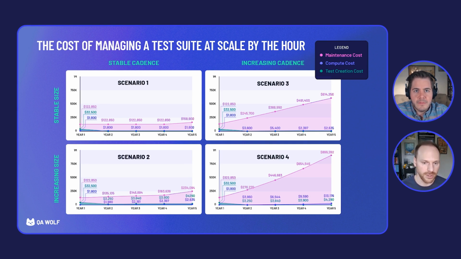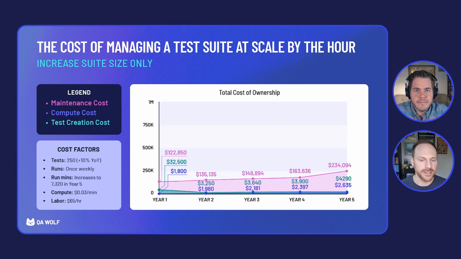So that's going to be number two, number three, and number four. So suite size increases, cadence remains the same. Suite size remains the same, cadence increases, and then finally suite size increases and cadence increases. So this is the suite size increases, but velocity remains the same.